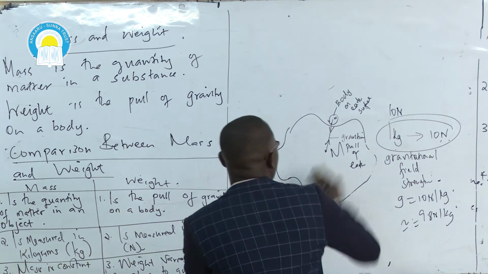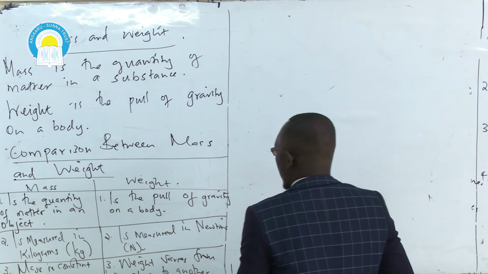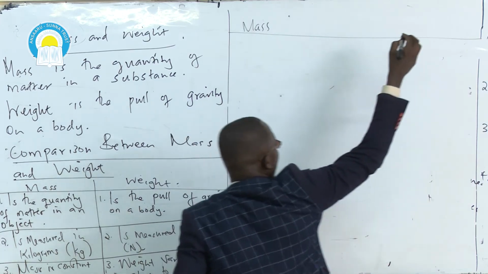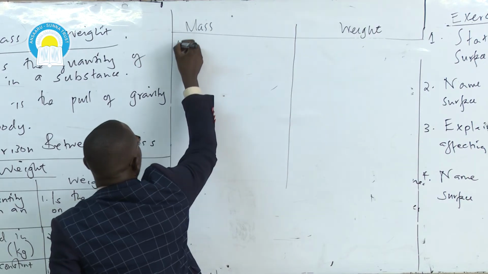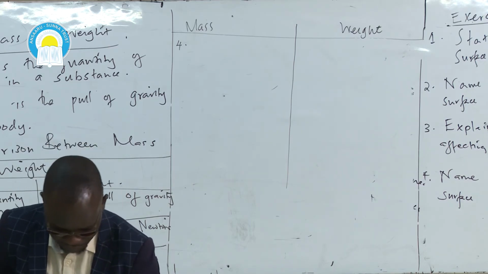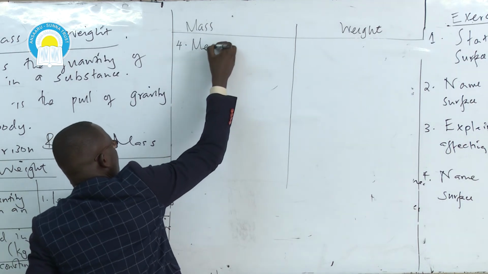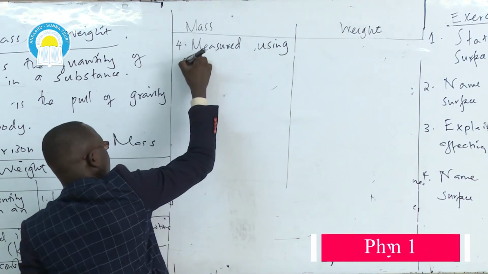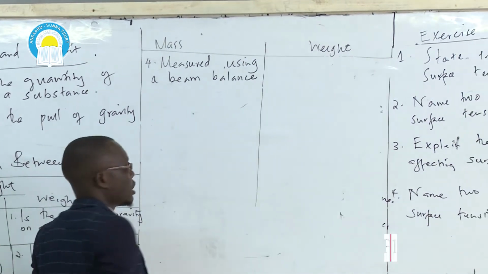Number 4, another comparison between mass and weight. Our comparison number 4. We say that mass is measured using a beam balance.